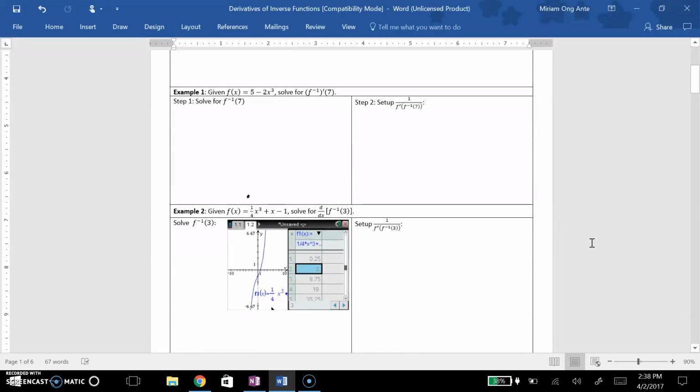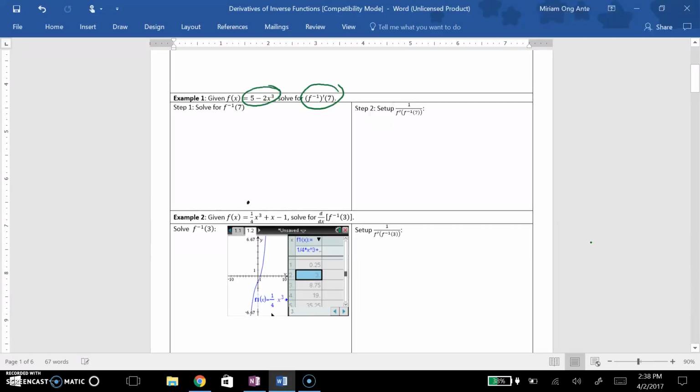Example 1 gives you the function, and it says solve for f inverse prime of 7. So I know the setup is 1 over f prime, f inverse of 7. This whole thing inside the parentheses means when y is 7, what is x? Okay, that's what it says.